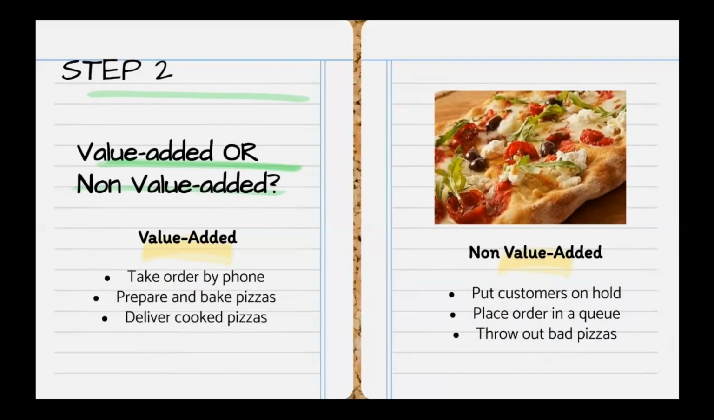So the second step is that the pizza restaurant needs to classify whether those activities mentioned before are value-added or non-value-added. Once the activities are specified and the cost of each activity is calculated, the pizza restaurant needs to identify whether the activities performed will add value to the product or service and whether it can satisfy the consumer.